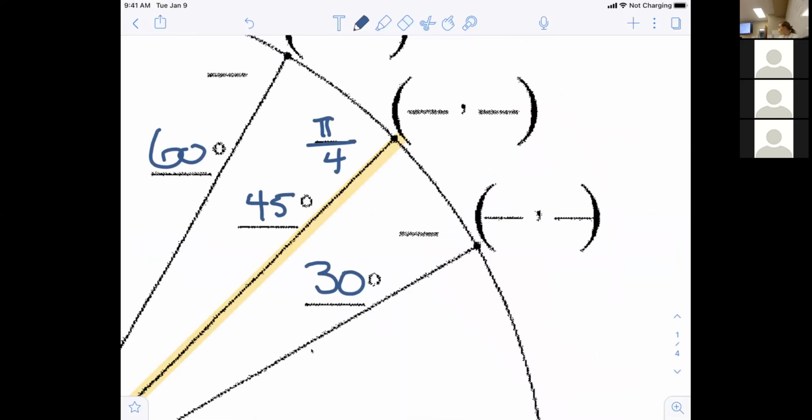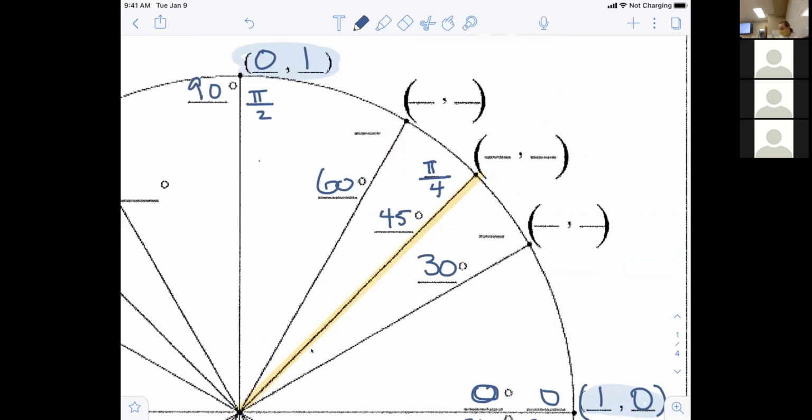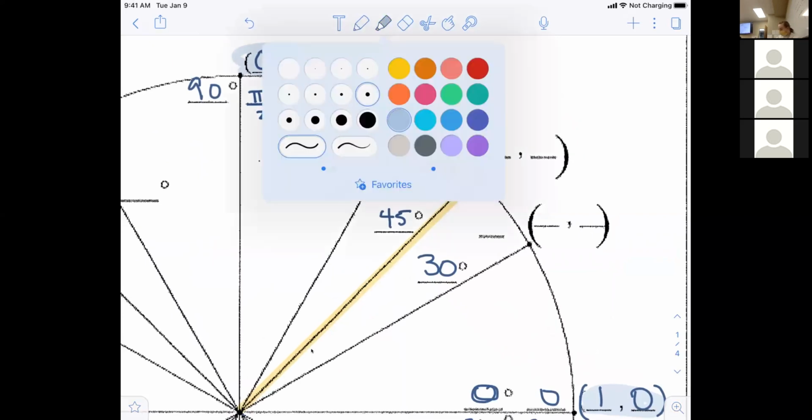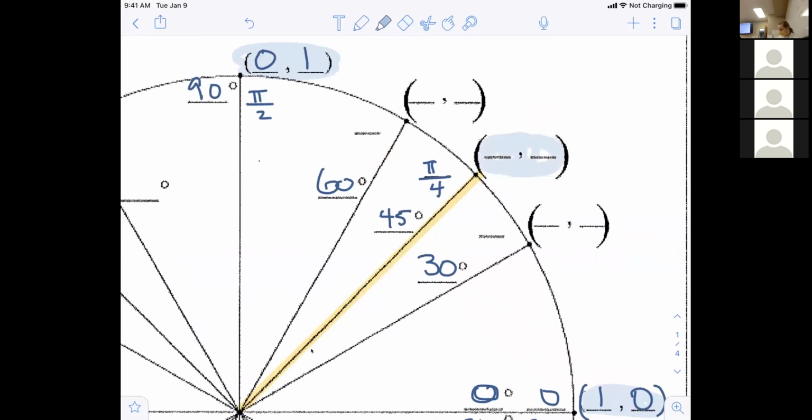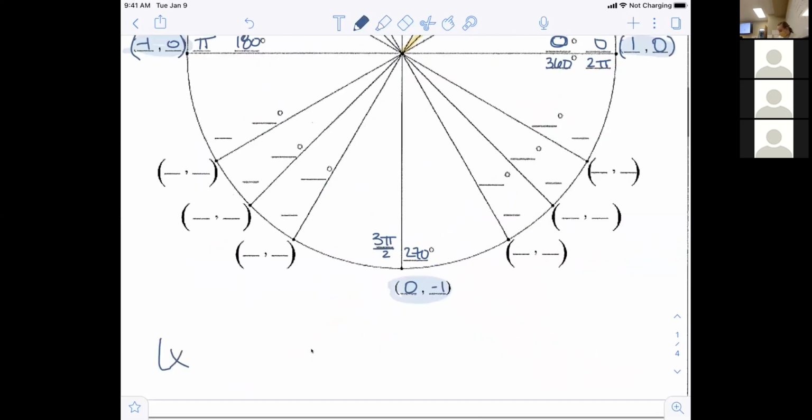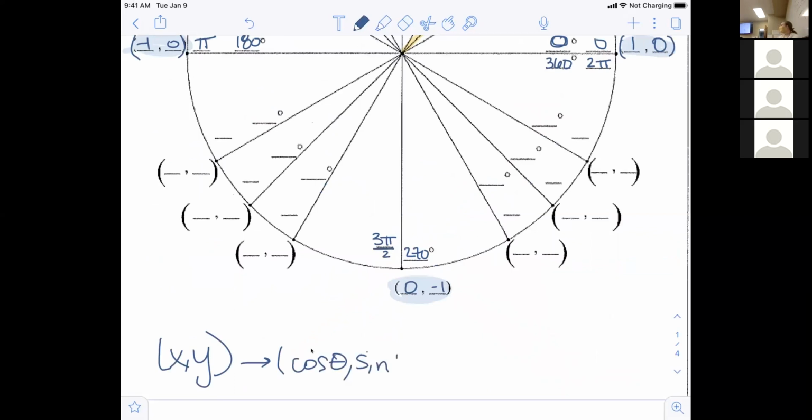The last thing I want to do is the ordered pair right here. When we do ordered pair, I want you to write this somewhere on your paper. I'm going to write it at the bottom. I'm going to write x comma y, and I'm going to write a little arrow, and I'm going to write parentheses cosine of theta, comma sine of theta. What that means is in my picture, the ordered pairs are telling me cosine and sine.